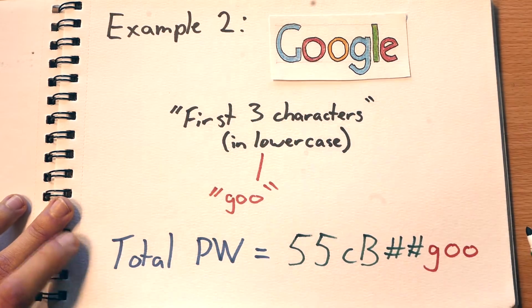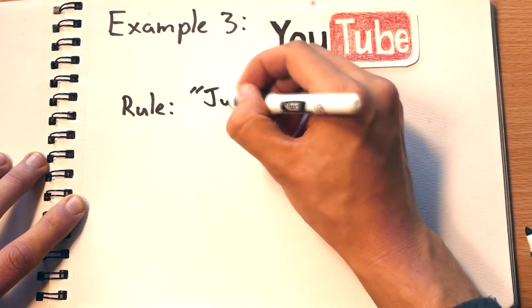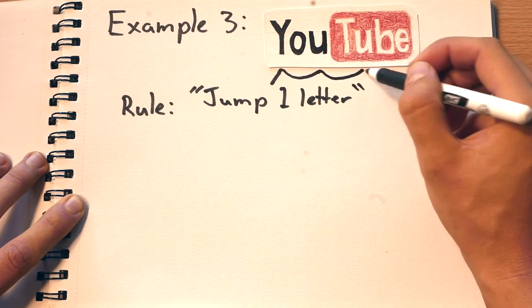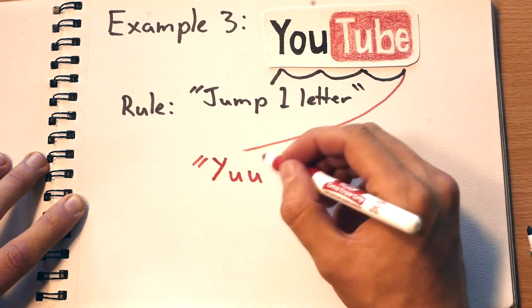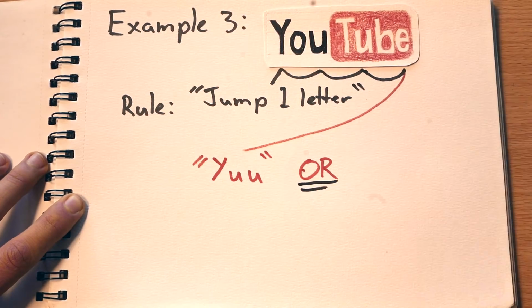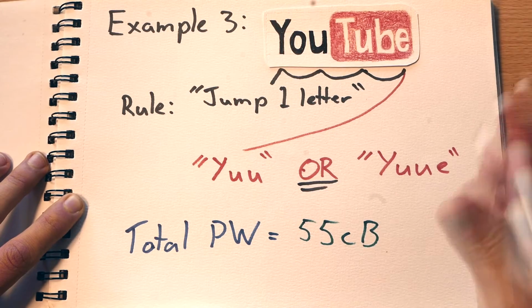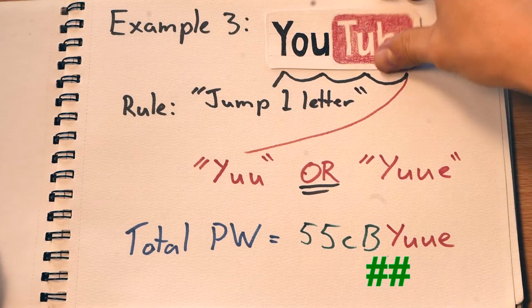Now just remember that your password formula doesn't change. You would only pick one of these formulas and apply that to every password. Let's have a look at something else. YouTube. Let's just start at the beginning and jump 1 each time. So that would be YUU. Or if you wanted to make it a bit longer, you could make it YUUE. So the total password would be 55CB hash hash YUUE.